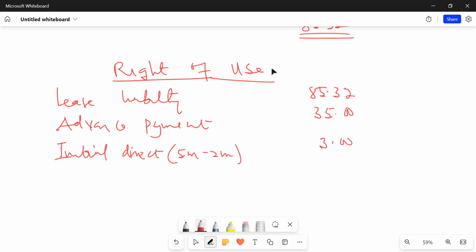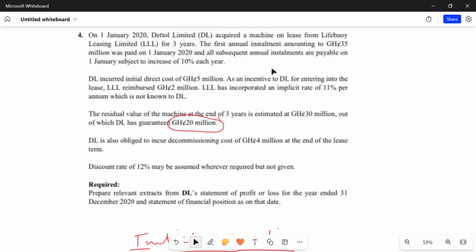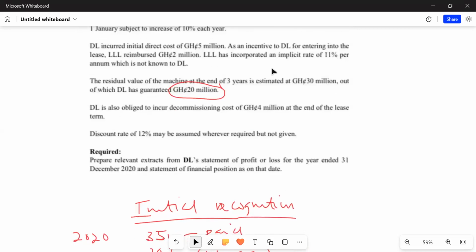Okay. Another issue is the decommissioning cost. So the decommissioning cost, we are incurring these costs as a result of the machine that we are leasing. So it's a cost that we are going to incur as a result of the leasing of the machine.